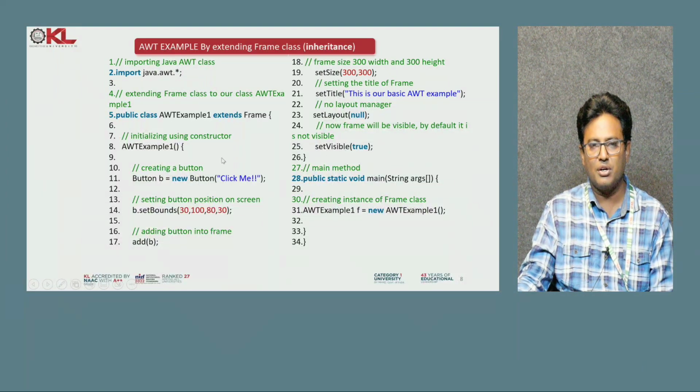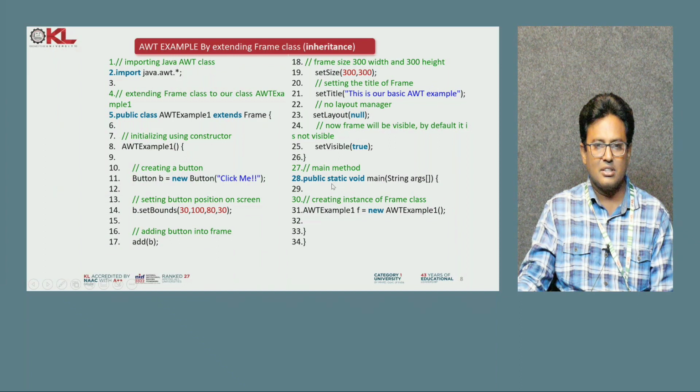When you run the program, if you want to see what you created, especially the frame and the various components you added, then you have to put this set visible method parameter as true. Next we have the main method. Inside the main method we simply created an object for this particular class. In this program we actually have a single class, AWT example 1.